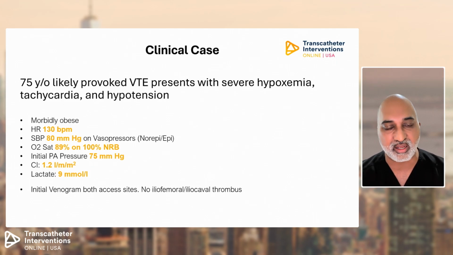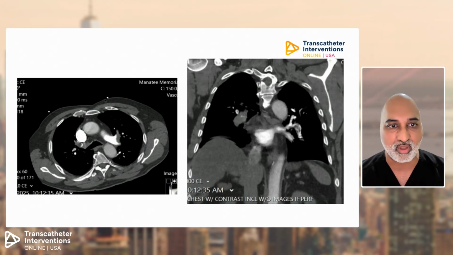Usually this is indicative of underlying pulmonary hypertension at baseline. His initial cardiac index was low and his lactate was high. And as we mentioned before, a lactate above 4 is a very poor prognostic sign. So I always do an initial venogram in both access sites to make sure that there's no iliofemoral iliocaval thrombus. That will impact us as well.